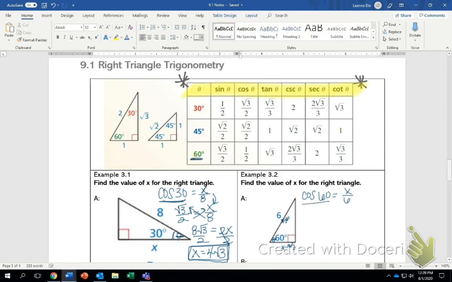So here's my 60 degrees. Again, I need my cosine. It's going to be 1/2 is equal to x over 6. Cross multiply, and you should get 6 equals 2x. Solve for x by dividing by 2, and we should get x equals 3, or 3 equals x. It doesn't matter how you write it. All right, and this is our answer.